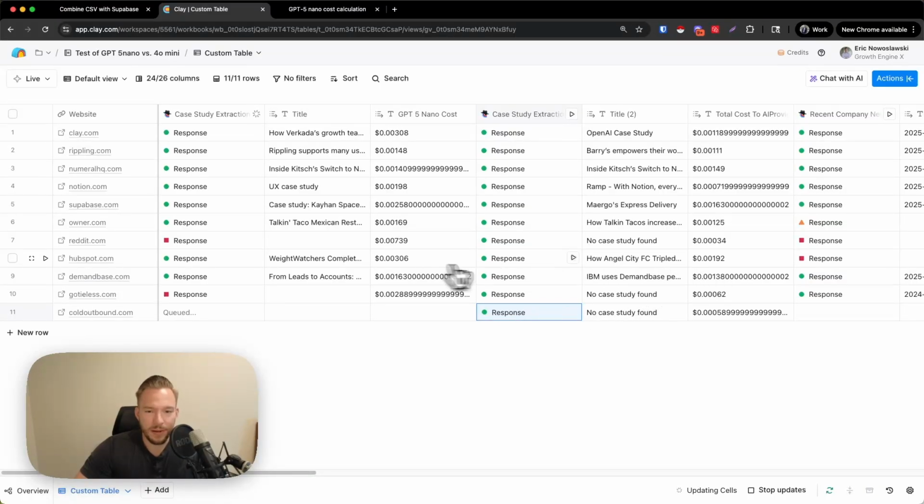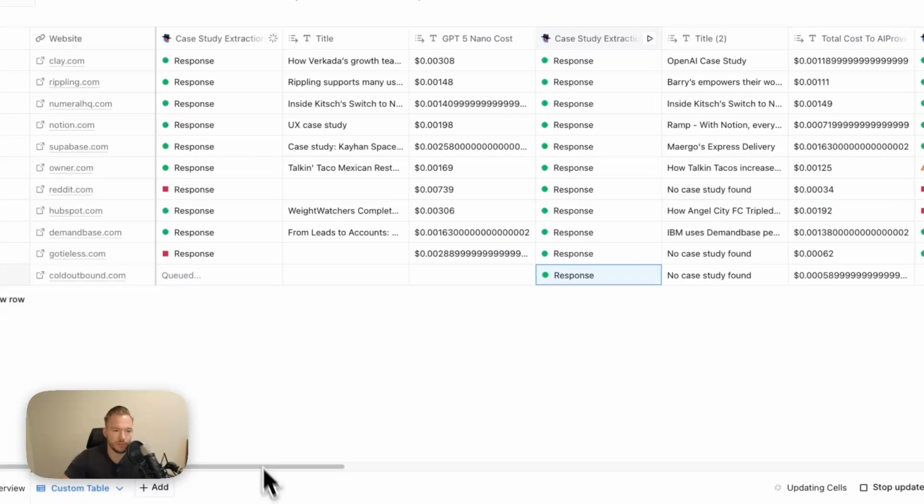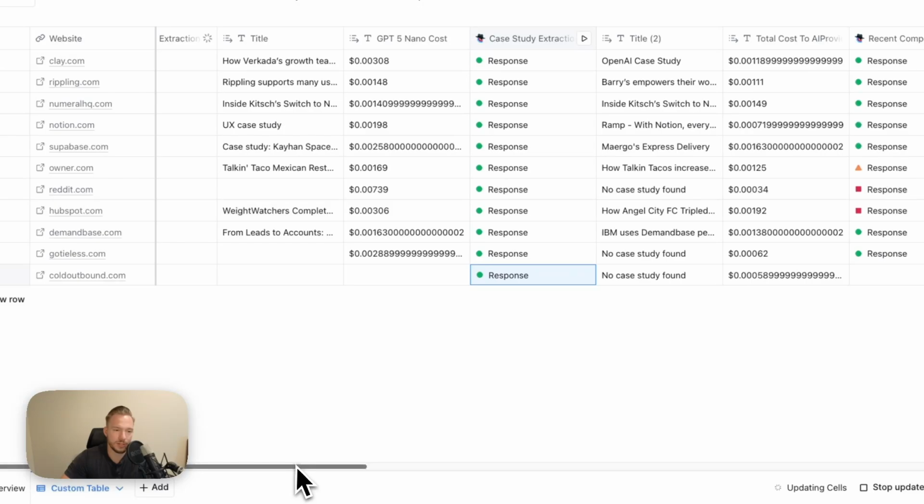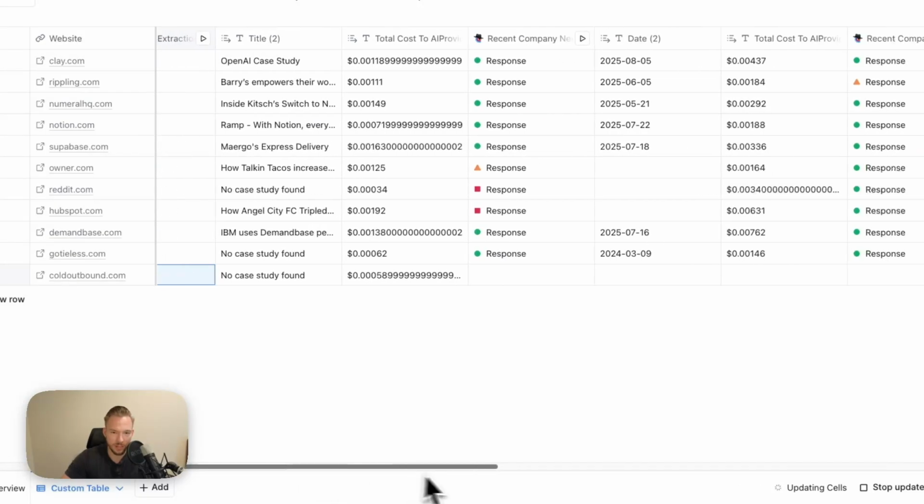But any comparison that you do, none of them are cheaper. Oh, we got talking tacos on both of these. 0.0012, 0.0016. None of these are cheaper, which I find to be really, really interesting. And this one is still queued, which, I mean, it's a reasoning model, so give it a little time.